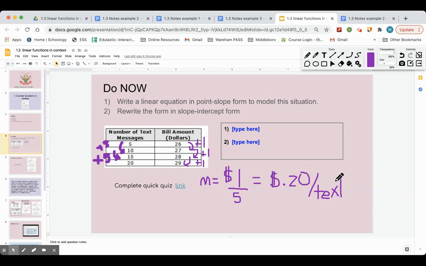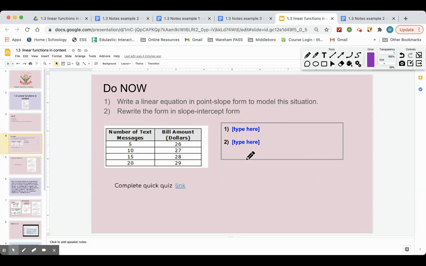So to write this equation in point slope form, I can pick any point I want, sub it into point slope form. So I'm going to choose (5, 26) using my 20 cents per text. Okay, so point slope form is y minus the y you know equals the slope times x minus the x you know. So y minus the y I know is 26 equals, the slope was 20 cents, 0.2, paren, x minus the x I know, which is 5.